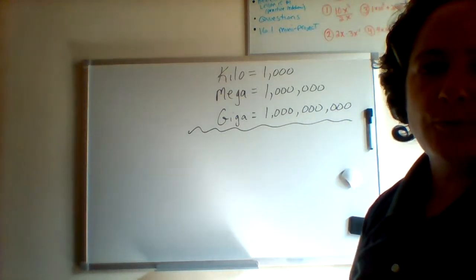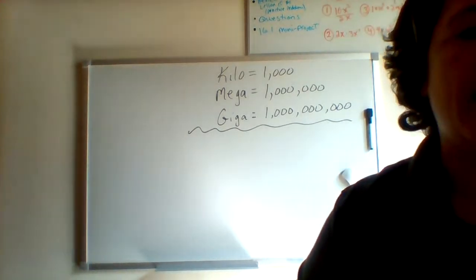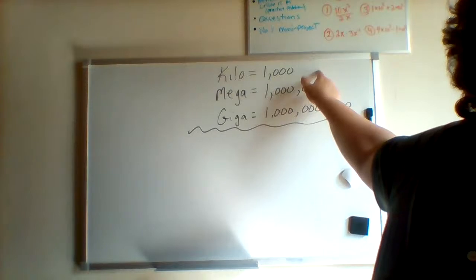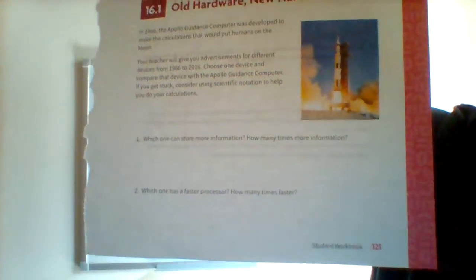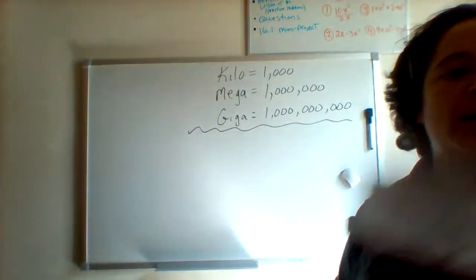Okay, you guys with me so far? So far, you're supposed to have the document on Google Classroom. You're supposed to have the reference information on page 122, and you're supposed to be looking at the activity on page 121, 16.1. That's what we're doing right now. Okay, cool.